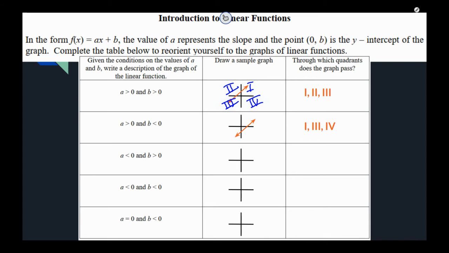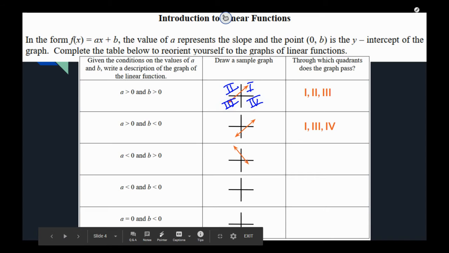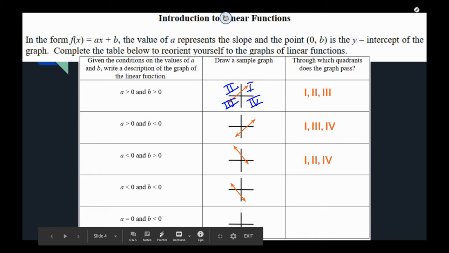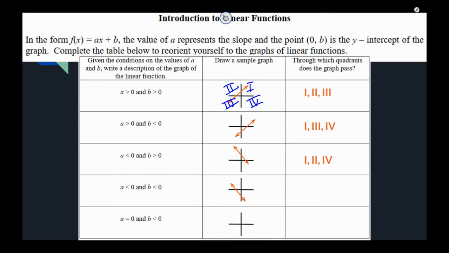So if your slope is negative and your y-intercept is positive, it should go down from left to right above the x-axis, which means it's going to be in quadrants 1, 2, and 4. If both slope and y-intercept are negative, it's going to go down from left to right, crossing below the x-axis, which puts it in quadrants what? 2, 3, and 4.